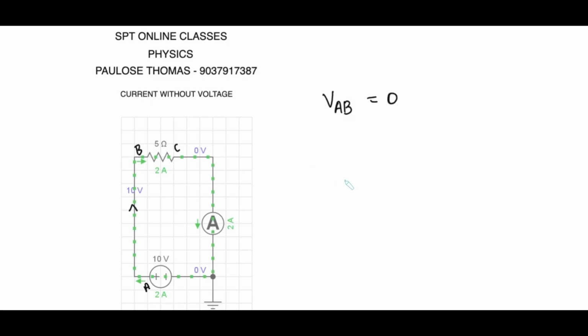How is it possible? Let me take Ohm's law, which is V equal to IR, and let me take the resistor here, which is 5 ohm. The current flowing through the 5 ohm will be equal to the 10 volt voltage difference across B and C, divided by 5 ohm, which gives you a current of 2 ampere, which we have already seen.